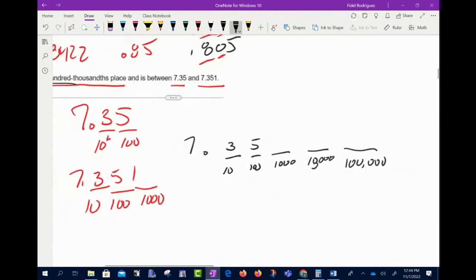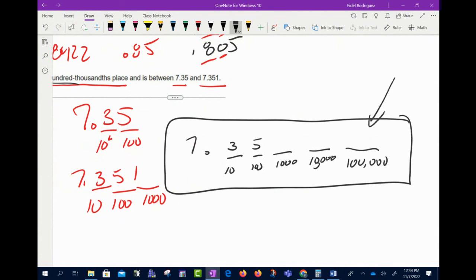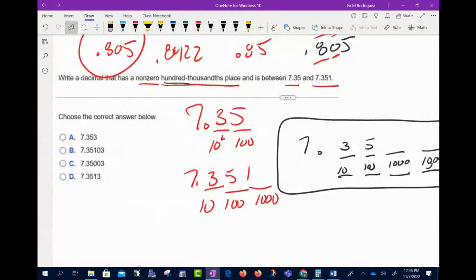Okay, so what I'm looking for, y'all, is a number that's gonna look like this, and I want something right here, okay? Remember, tenths, hundredths, thousandths, ten-thousandths, hundred-thousandths, okay? So I'm looking for 7.35, right? And then something here, and I need to fill in a value there, okay? So look, I'm gonna do a little stare and compare.